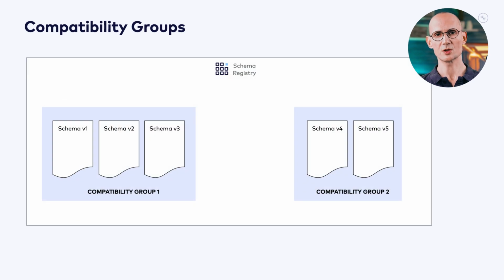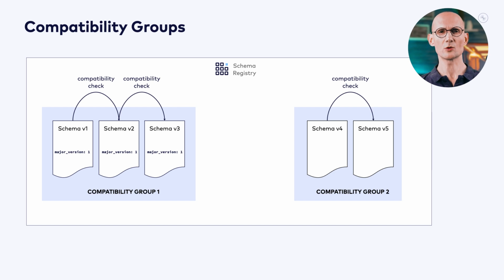Confluent has introduced the concept of compatibility groups in the Schema Registry. You can create a compatibility group by assigning a schema to it. You can do that by adding a field of your choice in the metadata section of your schema, for example, major version set to 1.